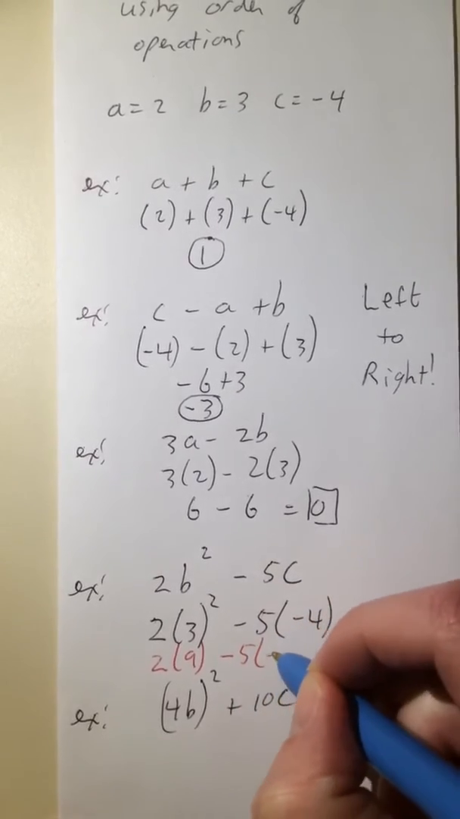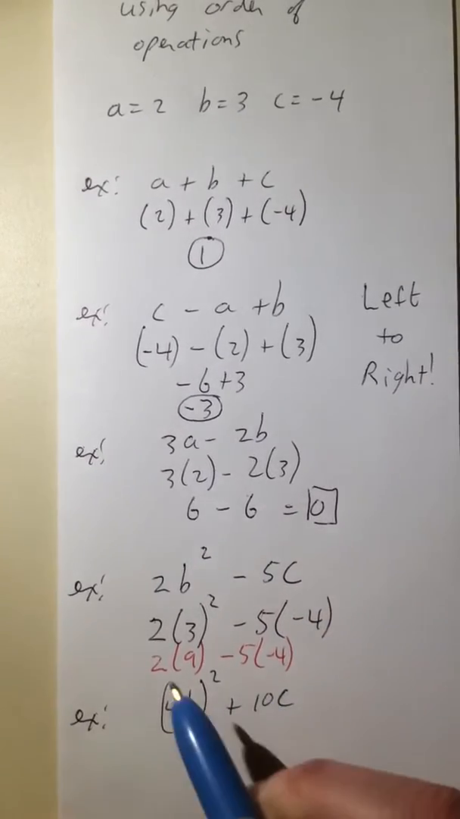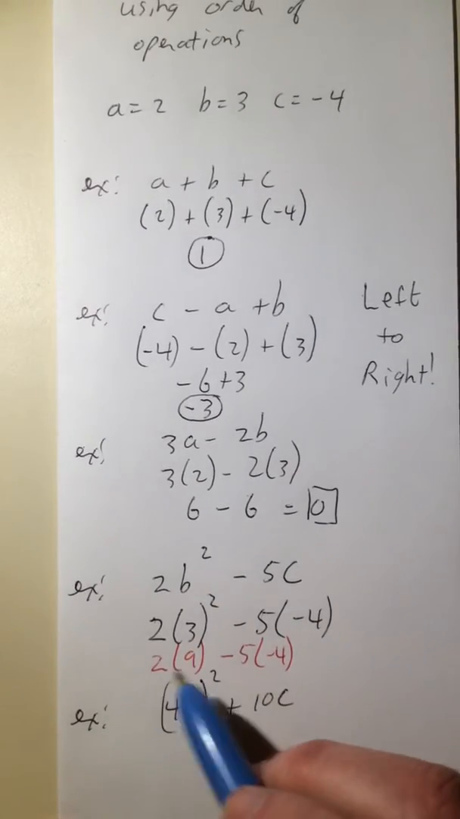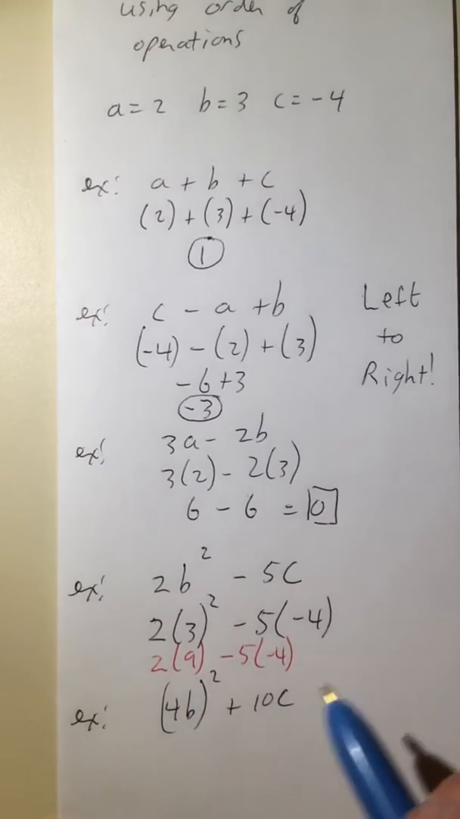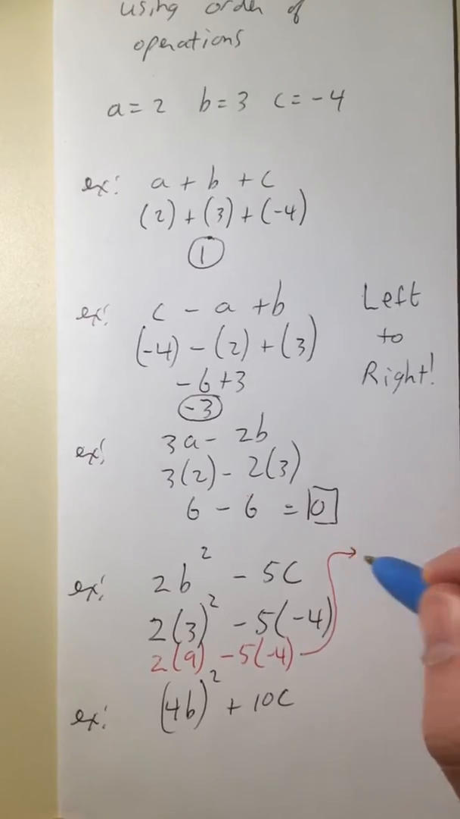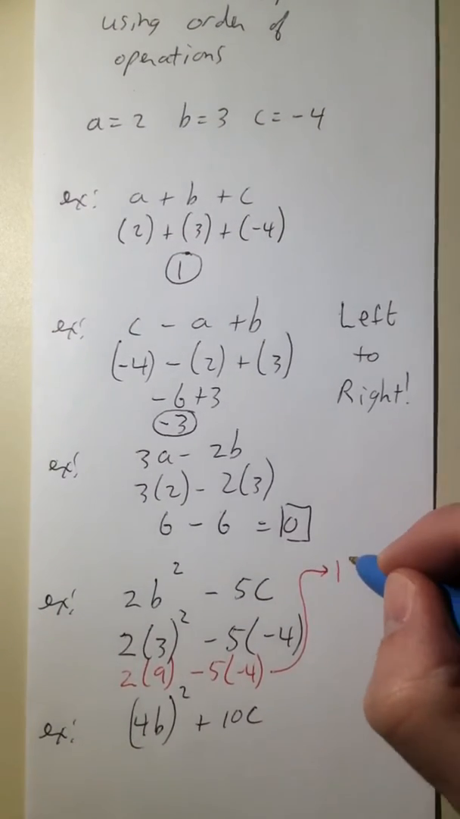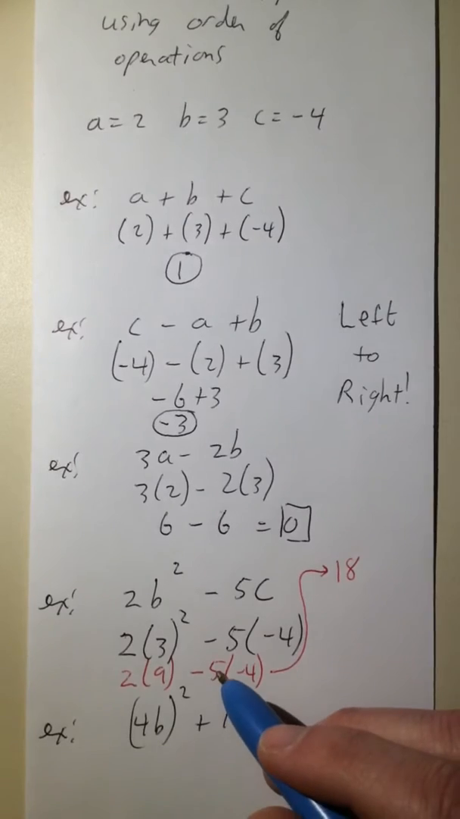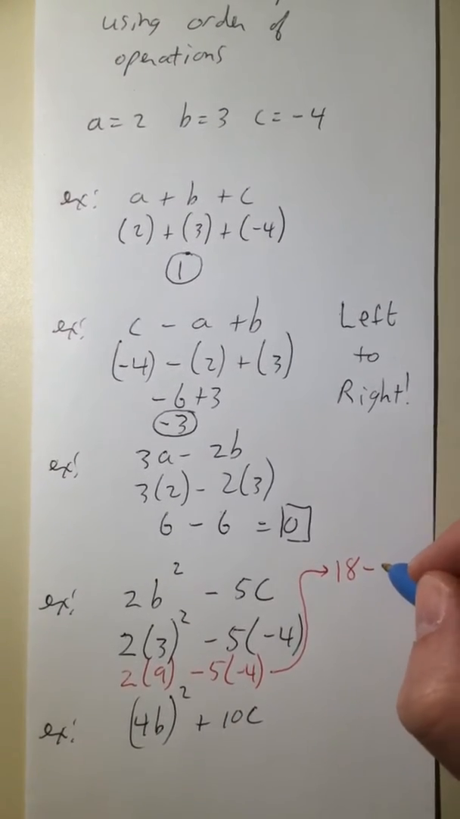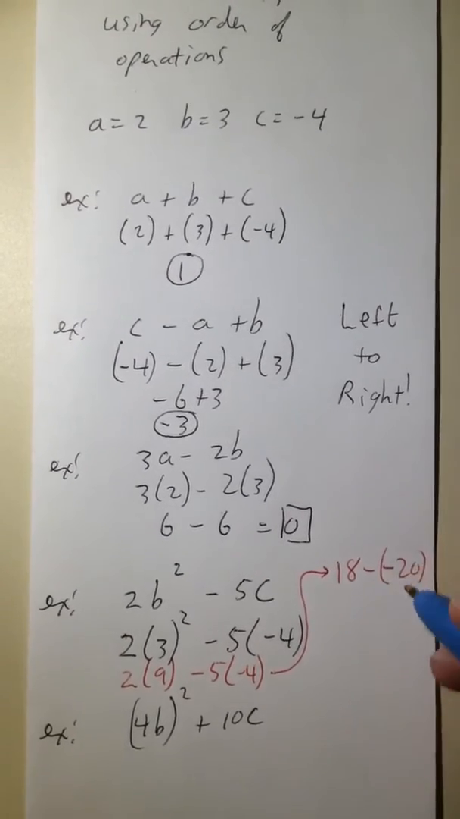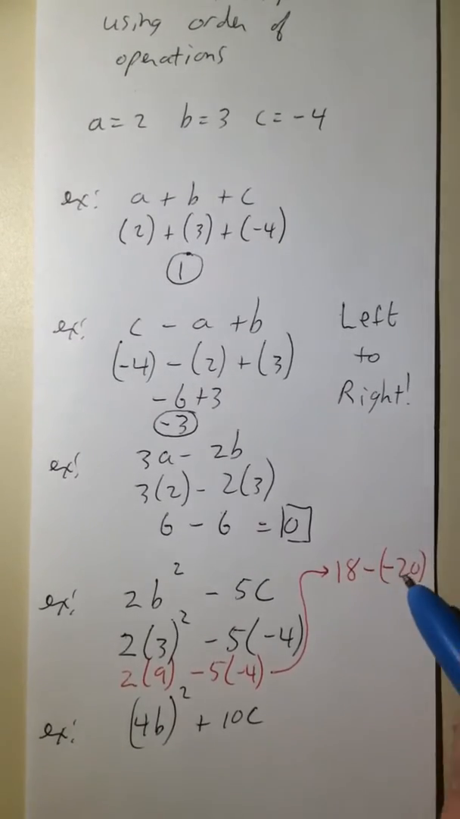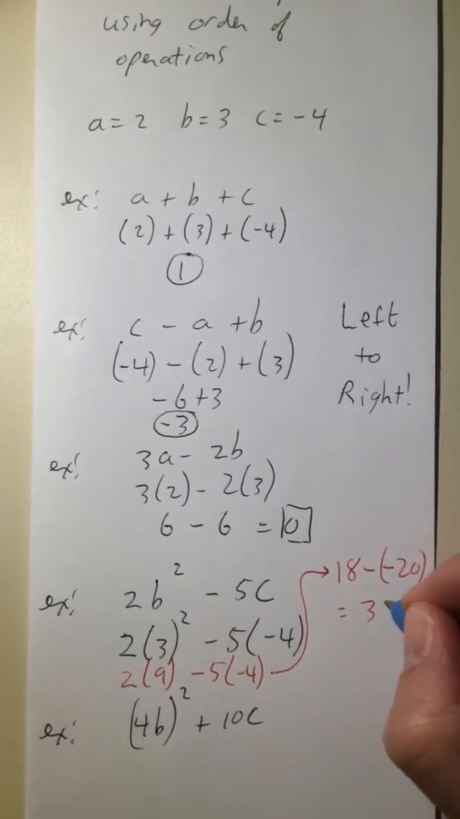minus 5 times -4. Now we're down to the multiply level, because we already did the exponents, and there was nothing to do with parentheses. Now we're going to do all the multiplying, then we'll do all the subtracting. So 2 times 9 is 18. I'm going to put that right up here. Should have made some more space here. 2 times 9 is 18. And 5 times -4 is -20. So we have minus -20. I'm going to put parentheses there just to keep it clean. And of course, subtracting a negative is like adding a positive, so 18 plus 20 is 38.